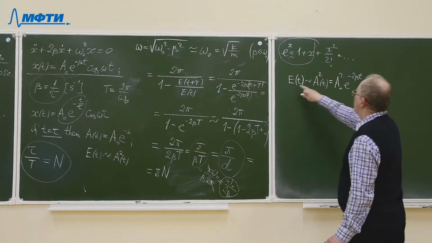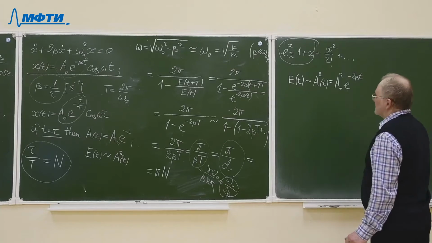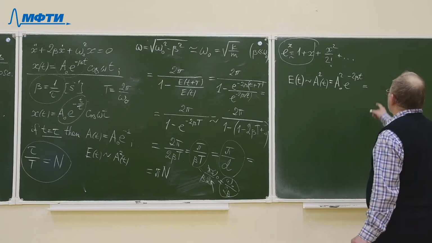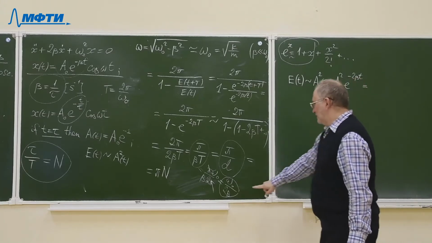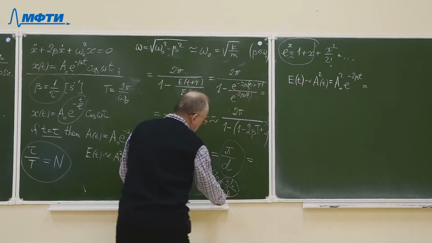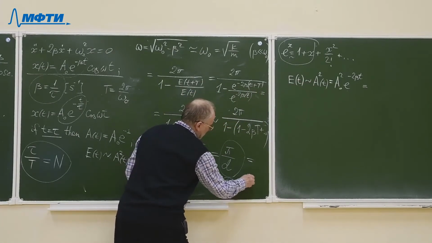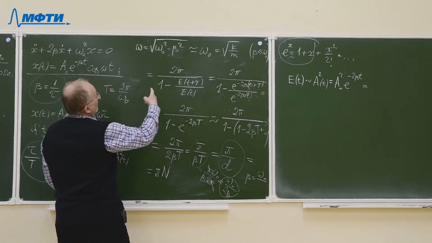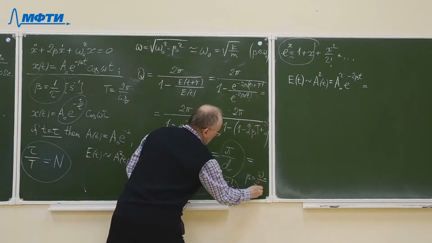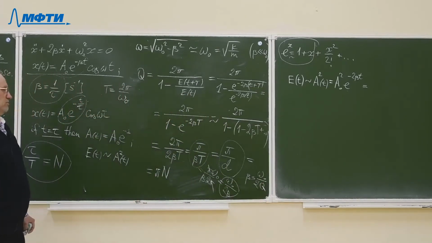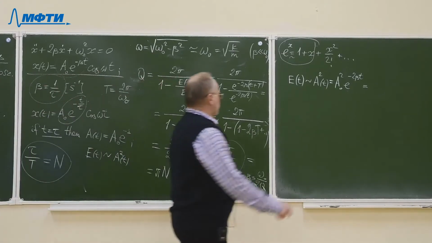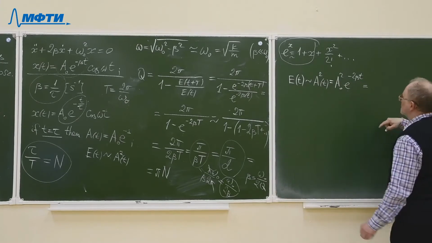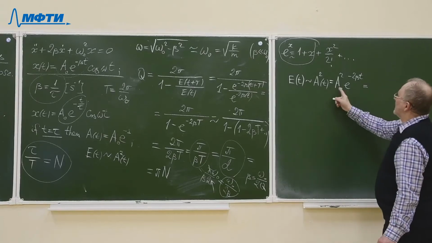That will be the dependence of energy of oscillator versus time. And now I will use beta expressed from this formula. So from here we can write that beta equals omega 0 divided by 2 Q, where Q is the quality factor. So instead of beta, I will use this expression using the quality factor, and that will give me what is A0 squared.